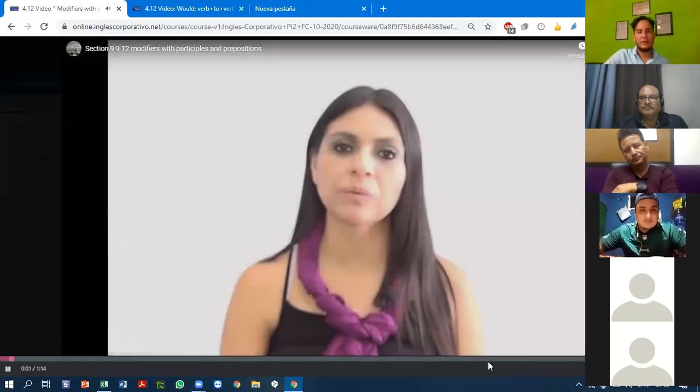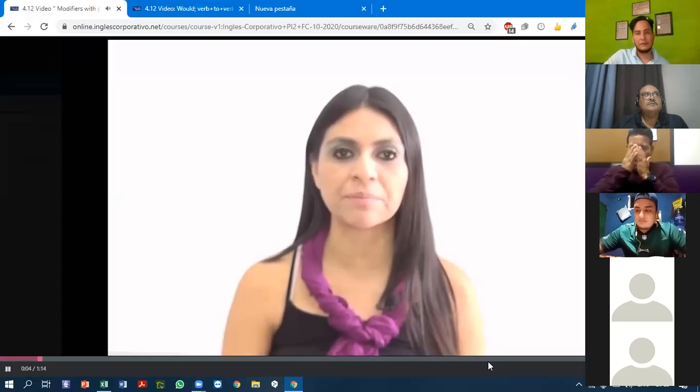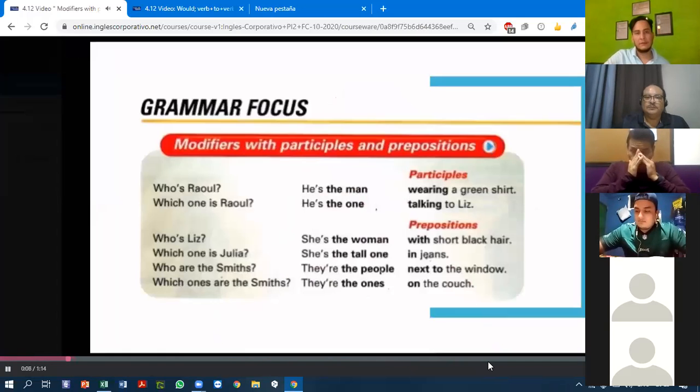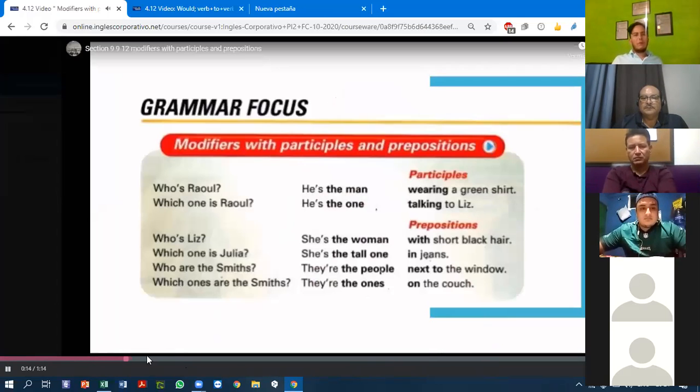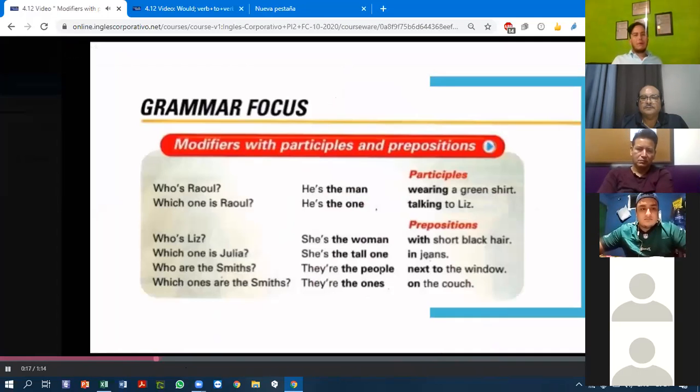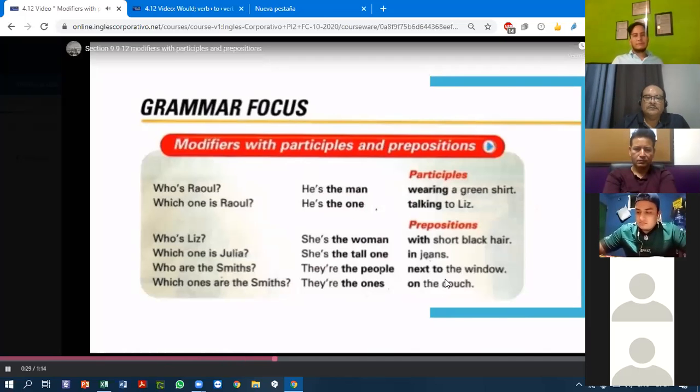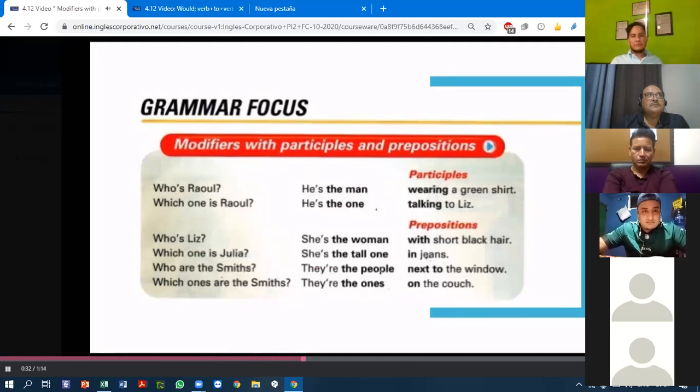Hello again. In this session, we will understand and use modifiers with participles and prepositions. Modifiers with participles and prepositions. Who's Raul? Participles. He's the man wearing a green shirt. Which one is Raul? He's the one talking to Liz. Who's Liz? Prepositions. She's the woman with short black hair. Which one is Julia? She's the tall one in jeans. Who are the Smiths? They're the people next to the window. Which ones are the Smiths? They're the ones on the couch.